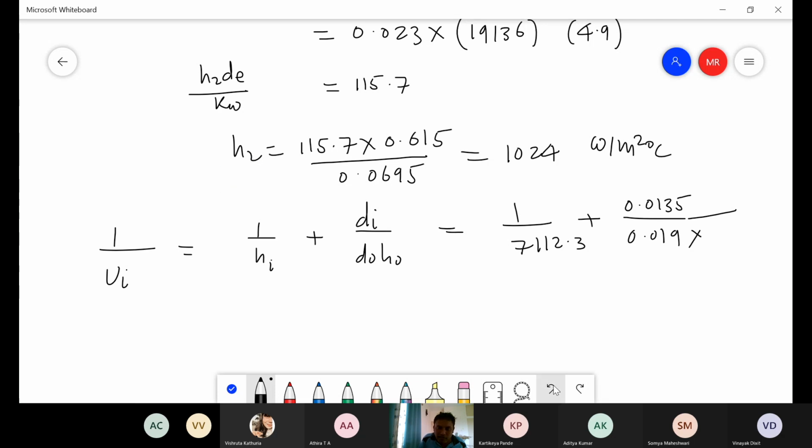Maybe I just rearrange this. So this will be H1 and this will be H2. Okay. So H2 in this case is going to be 1024. Okay.